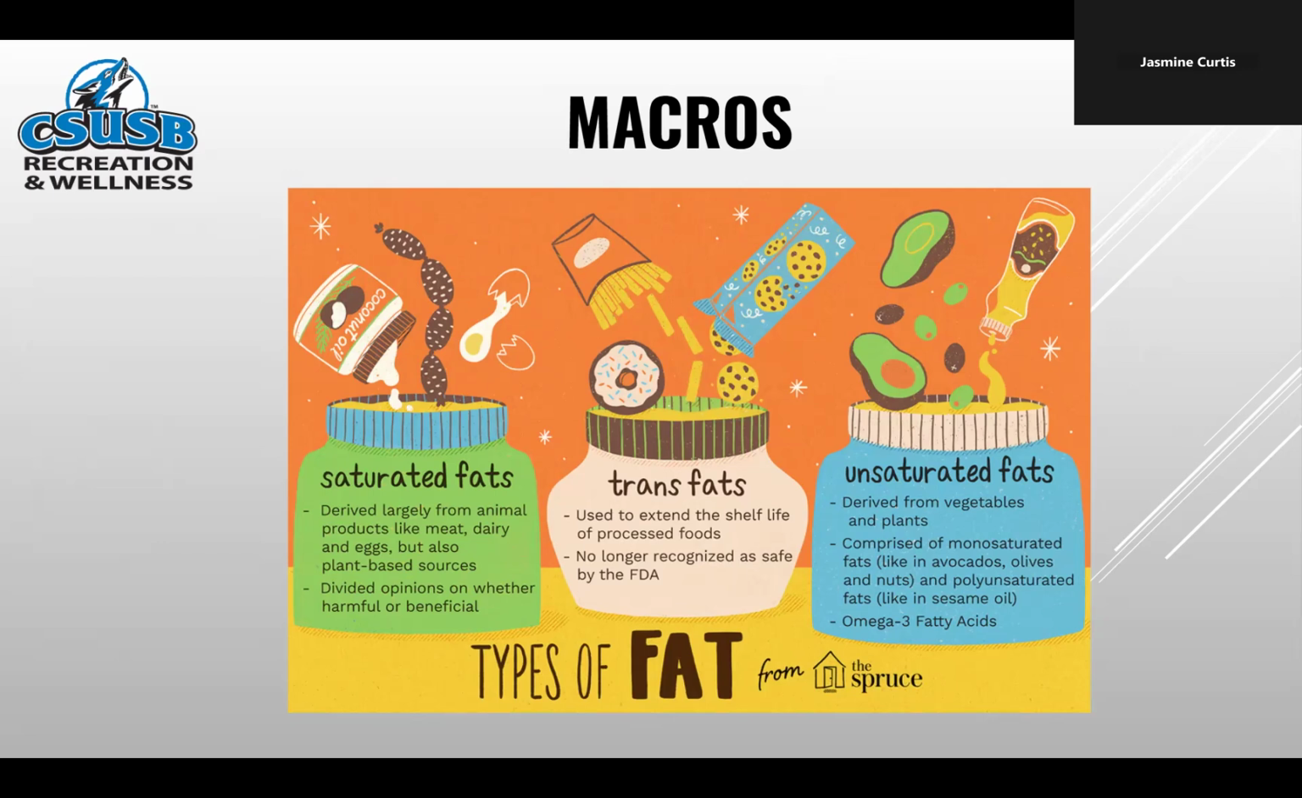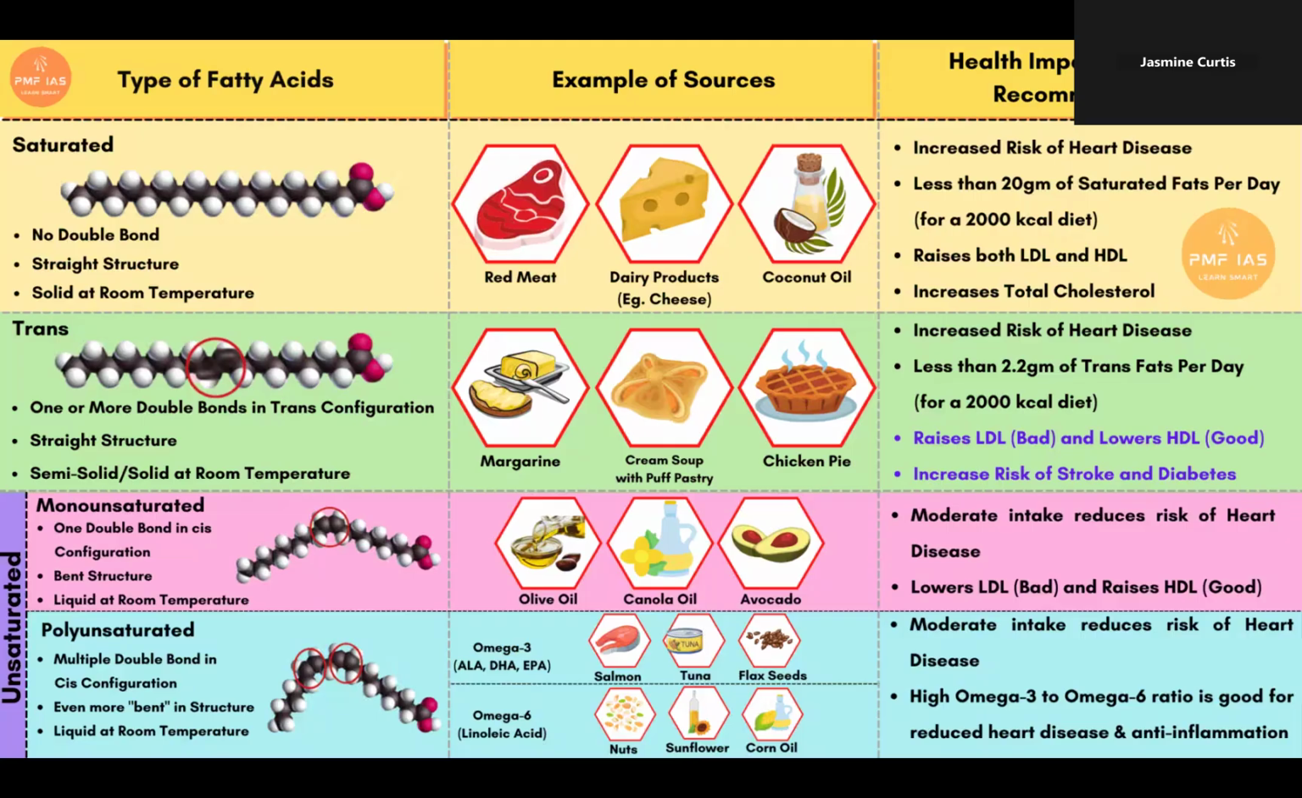Unsaturated fats derived from vegetables and plants, comprise monounsaturated fats like avocados, olives, and nuts, and polyunsaturated fats like sesame oil. And then this also contains omega-3 fatty acids, which are very good for us in the right amounts. This is another slide to show the difference between saturated, trans, monounsaturated, and polyunsaturated fats.